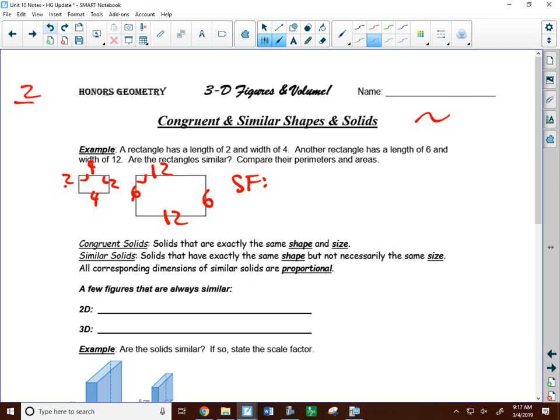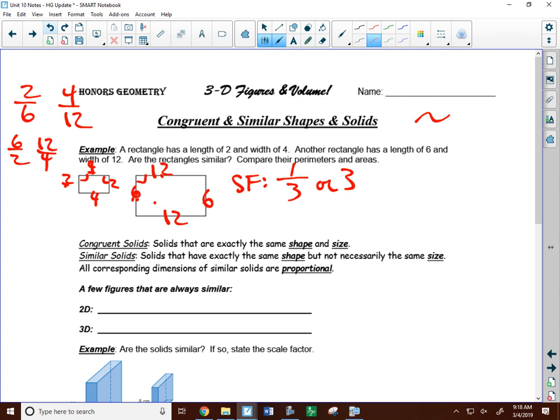Here I actually have to check and make sure these are the same. 2 to 6 and 4 to 12. Are those the same? They're both going to be 1/3. Now, just as easily, do you remember you could go the other direction, 6 over 2 and 12 over 4? So the scale factor could have been 3, so I'll put "or" here. Going from big to small would be 1/3. Going from small to big would be 3.